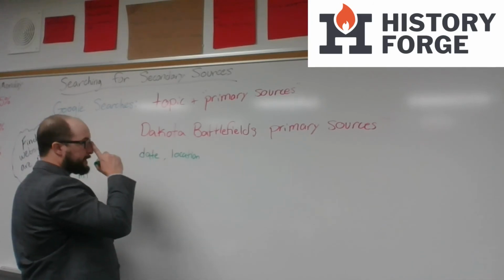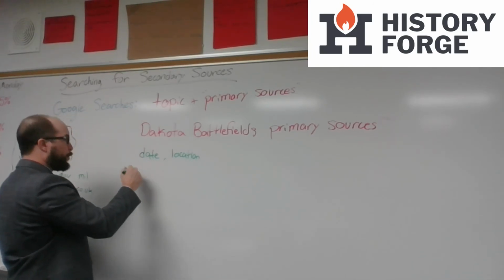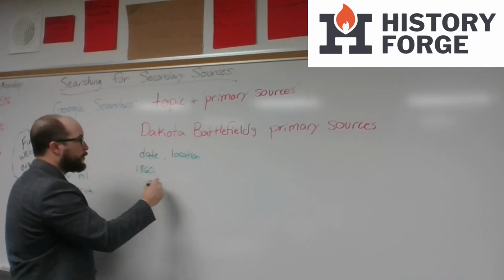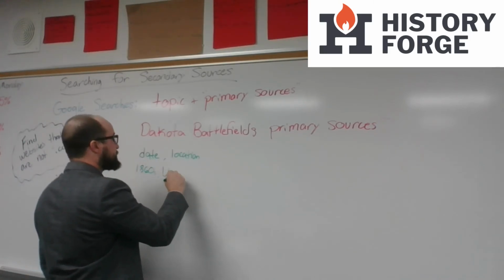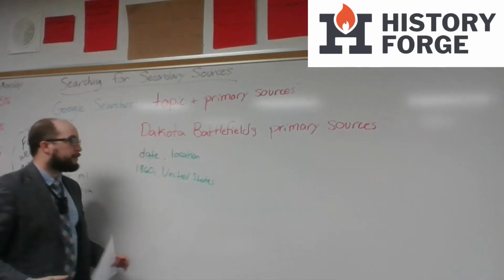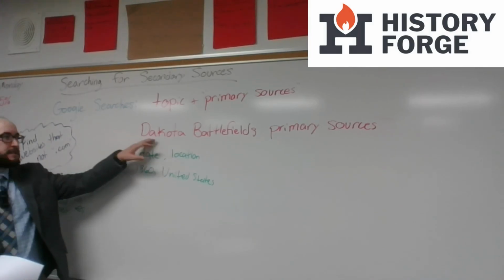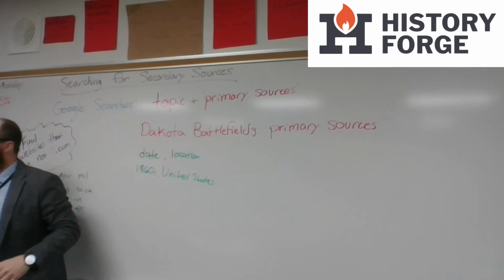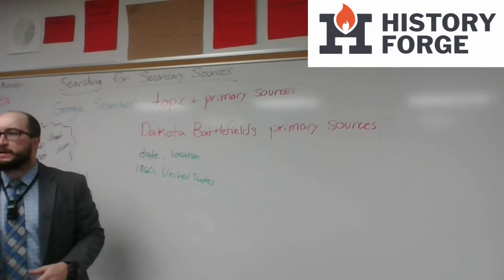So if you're doing Civil War PTSD, we know the dates of the Civil War, so we could say something like 1860s, because we know that's when the Civil War happened. We know the Civil War happened in the United States, so we could add this to it. So for her, she would say something like Civil War PTSD primary sources 1860s United States. That's more likely to get us websites that we want to see.